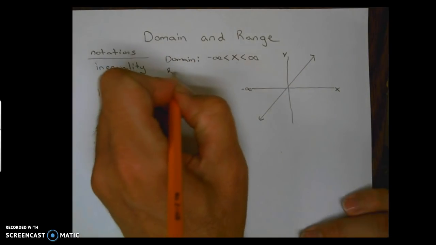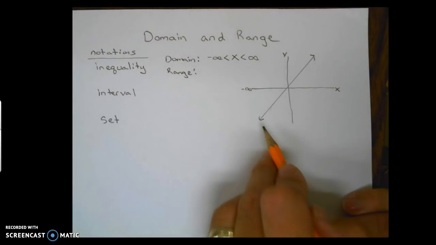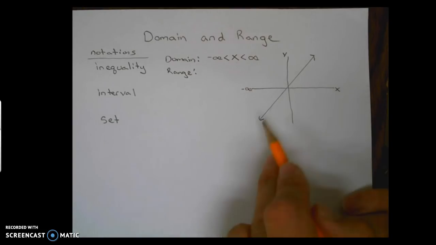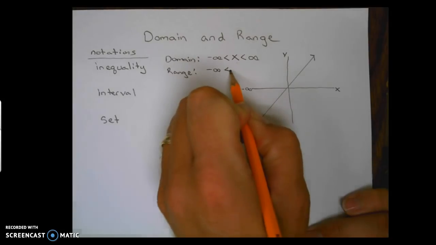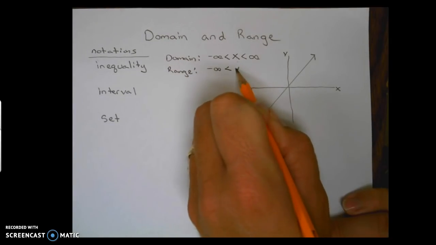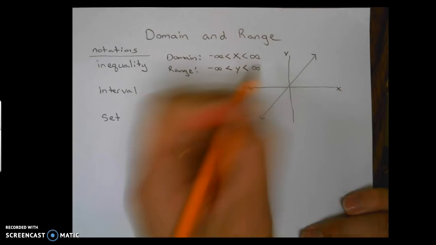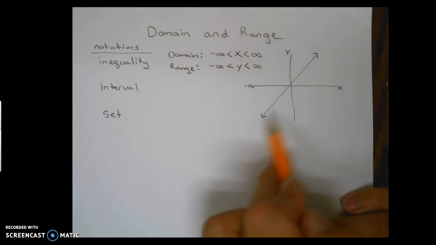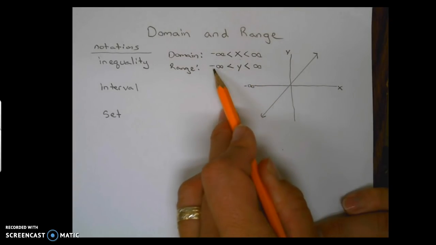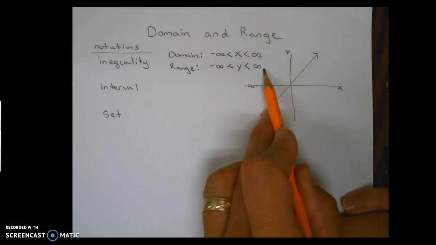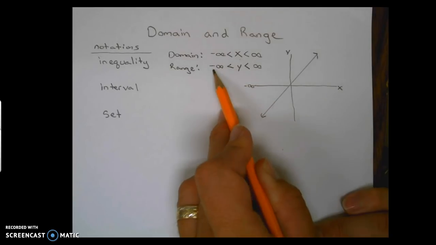So looking at the range. Now when doing range, we're going from the lowest to the highest point. So it's going infinitely down. And we're talking about the y values. And infinitely up. So the range for this graph are all y values that range from negative infinity to positive infinity. So the y values are less than infinity and greater than negative infinity.